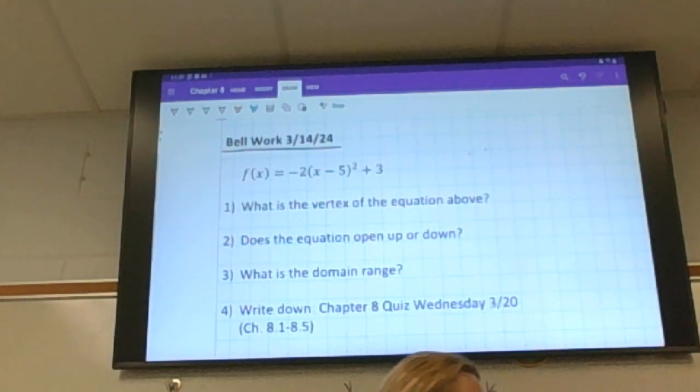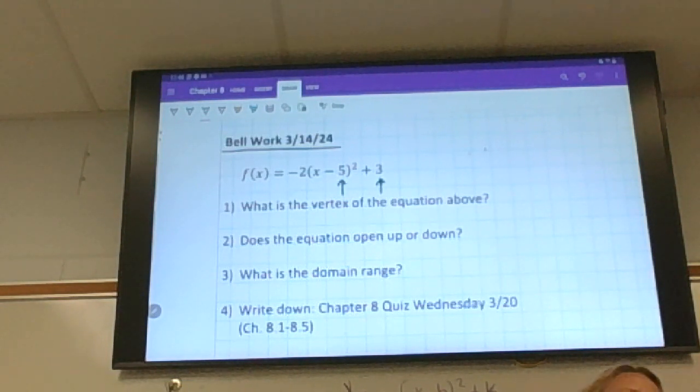You know the vertex is in the (h, k) spot. This number and this number is the vertex, and you guys really seem to be starting to understand that yesterday. So number 1, I'm going to put the 5 with the 3.